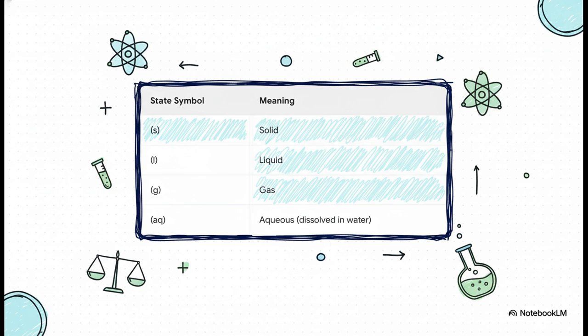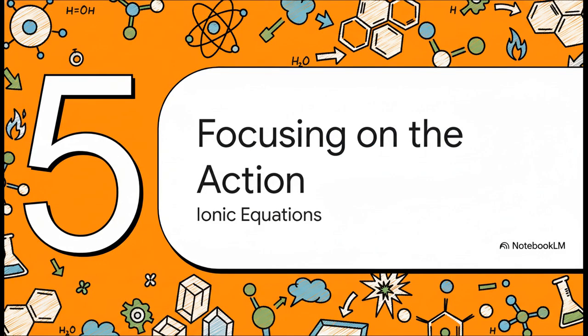You probably noticed those little letters in parentheses on that last slide. Those are called state symbols, and they just give us a little more detail. It's like adding adjectives to our chemical sentence. As you can see, we have symbols for solid, liquid, gas, and aqueous, which is just a fancy word for dissolved in water.